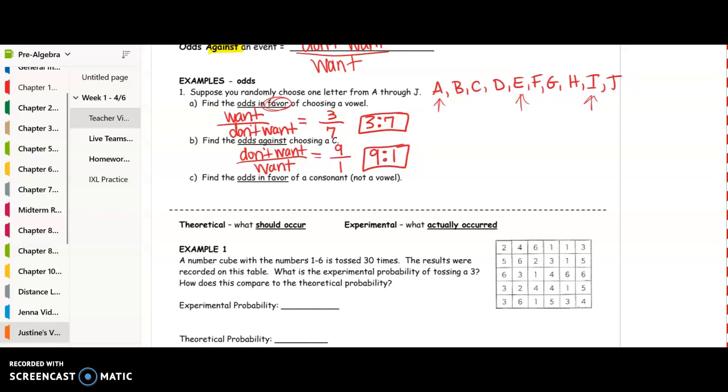All right, so C here says find the odds in favor of choosing a consonant, not a vowel. Okay, so again, is what we want and what we don't want. Okay, so a consonant is not a vowel, right? So it's anything that's not a vowel. So from up top here, we knew that there were 3 vowels. That means that there's 7, because we know there's a total of 10 up here, that are consonants. Okay, so they're not a vowel, which means that there are 3 that are vowels, which are not a consonant. Okay, so this would be 7 to 3.